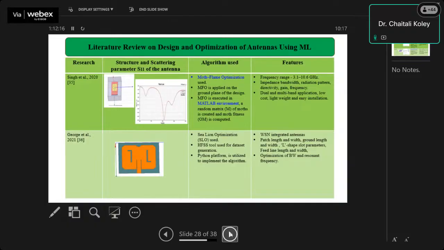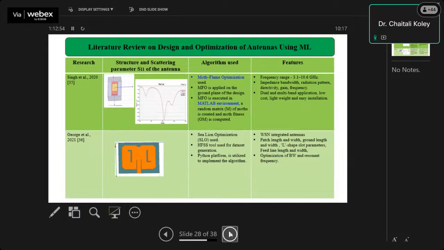Then in George et al., in reference number 36, this is also the fabricated result. This is not a simulated result. So in this design, they have basically used the C-Lion optimization algorithm. This optimization technique they have utilized. It is actually used in the WSN network, that wireless sensor network.